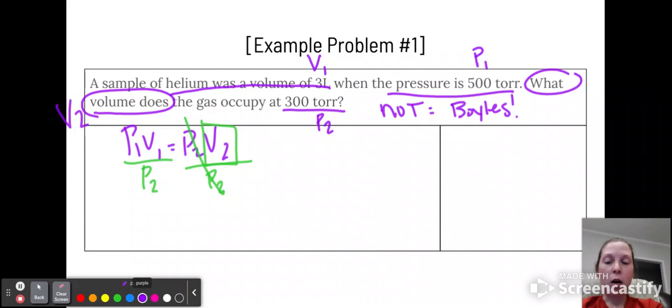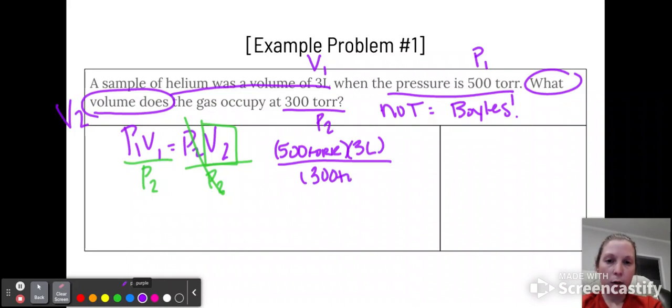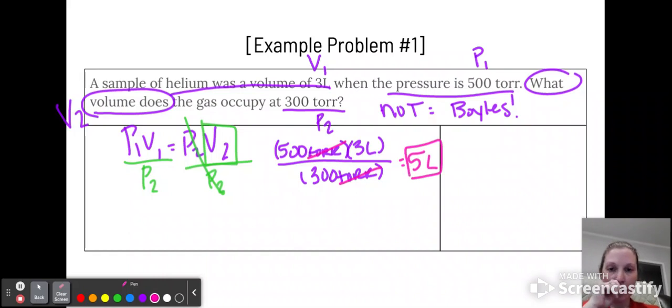So now that we've divided that over, I'm going to plug in the values. So we've got 500 torr times 3 liters divided by 300 torr. We can get rid of torr and then multiply across and divide. So we've got 500 times 3 divided by 300 comes out to 5 liters. Okay. And let's make sure just logistically that this makes sense.